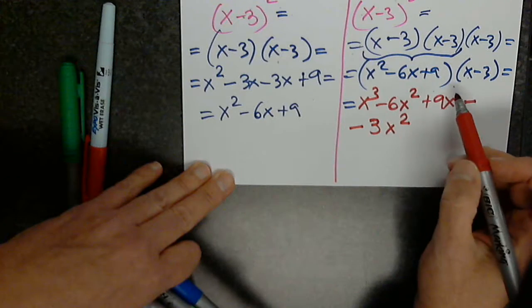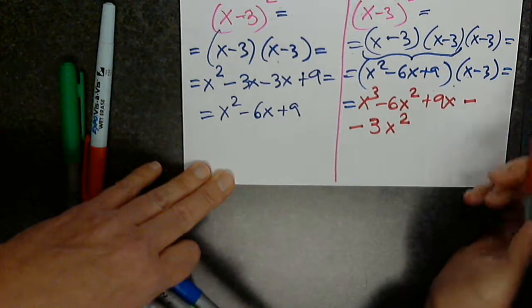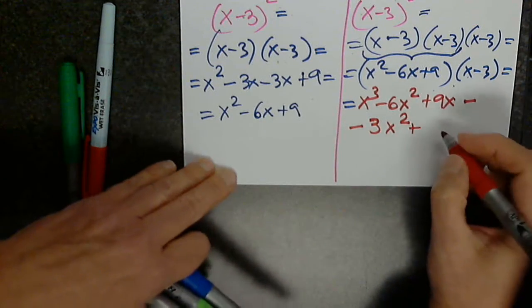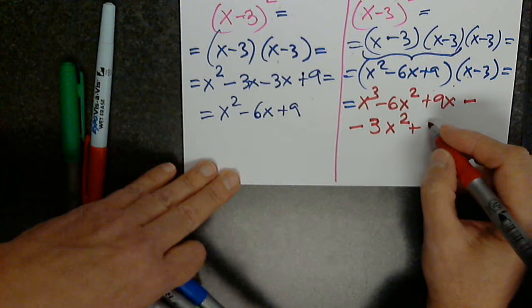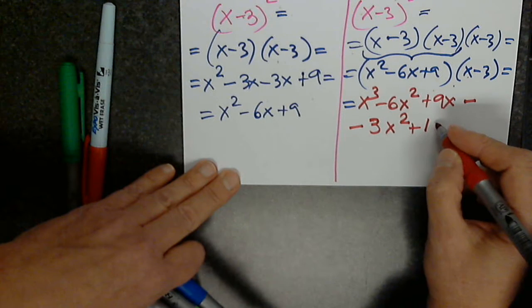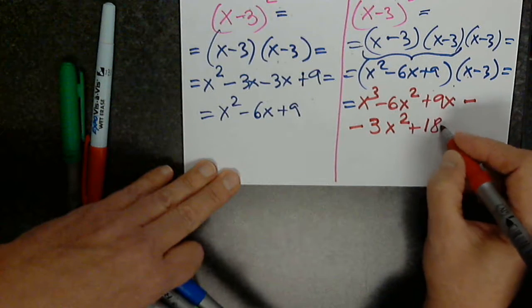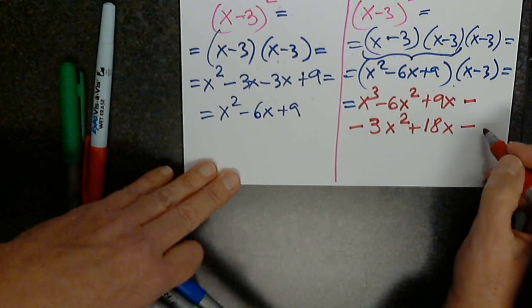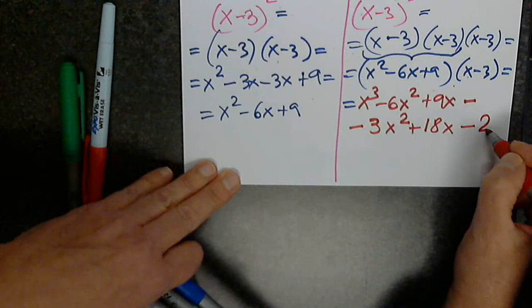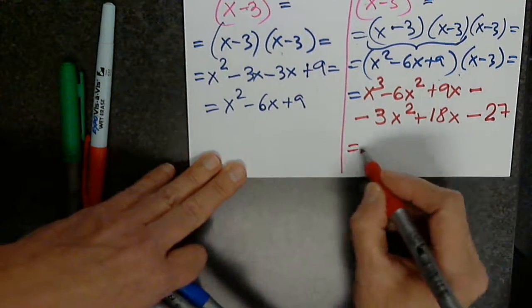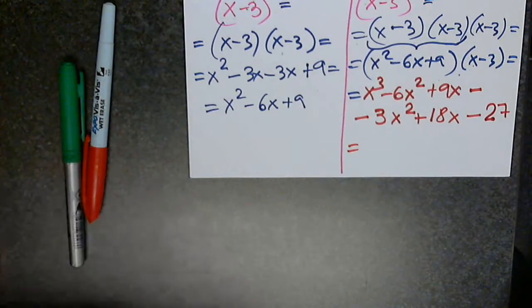Minus 3x to the third power. Oh, wait, why is it second? Oh, and negative, then I have an x on it, okay. Plus 18x and minus 27. Good. What is the degree of this polynomial?